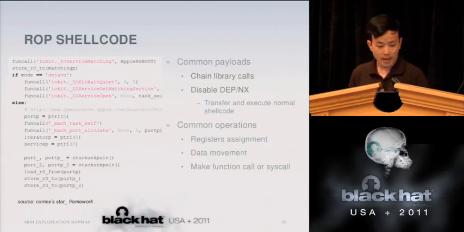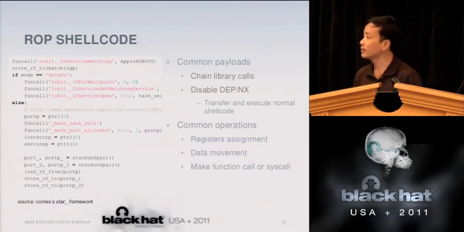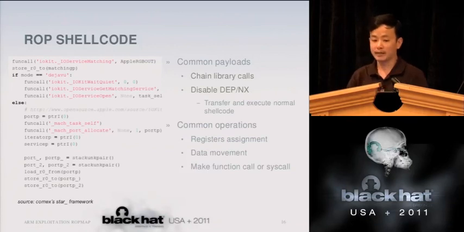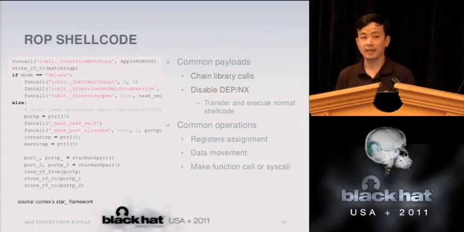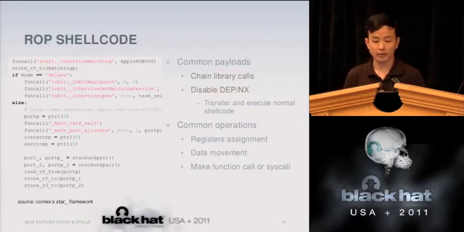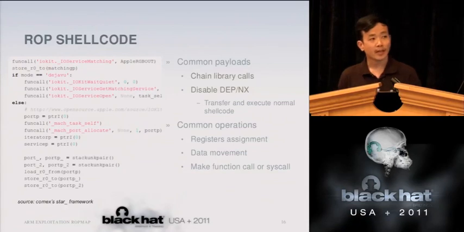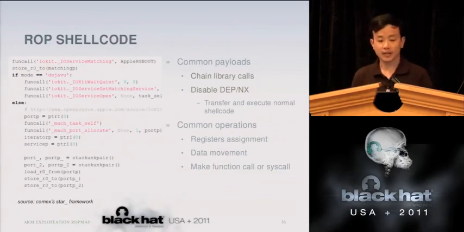Here is an example of ROP shellcode extracted from the jailbreak me framework. For a practical ROP payload, what they commonly do is just chain many library calls together to bypass non-executable protection. Or they just disable non-executable protection with mprotect, VirtualProtect, something like that, and then transfer the normal shellcode to target memory, and then just execute it.